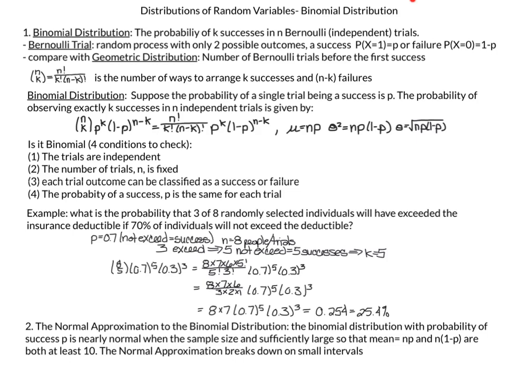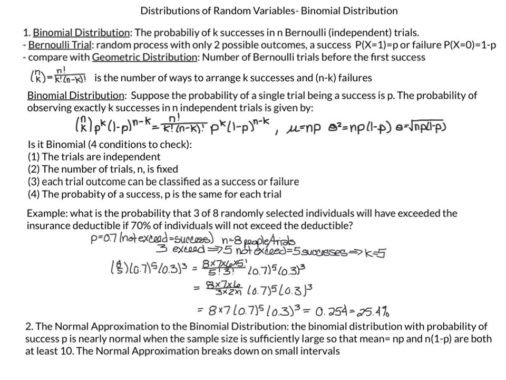In this video, we are going to talk about the binomial distribution. This is our overview slide, which we'll spend about 5 minutes or so going over before going over each topic in more detail and with more examples. First, we will define what a binomial distribution is. That's the probability of k successes in n Bernoulli independent trials.